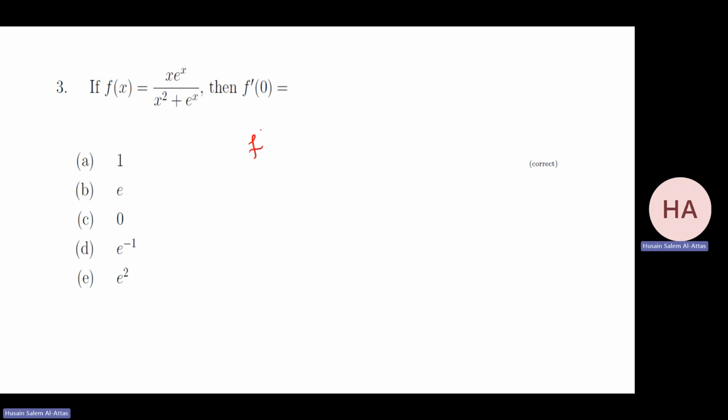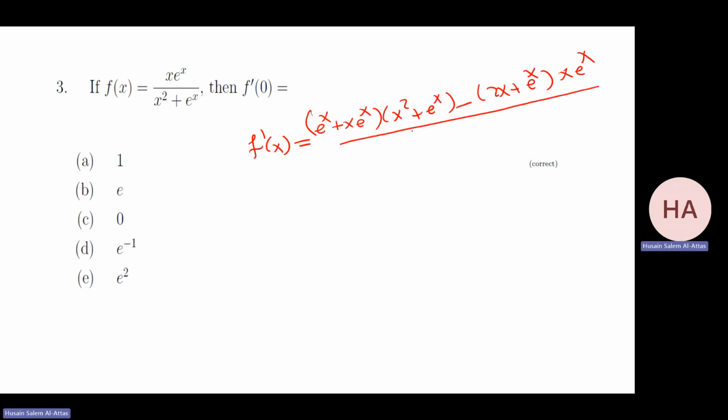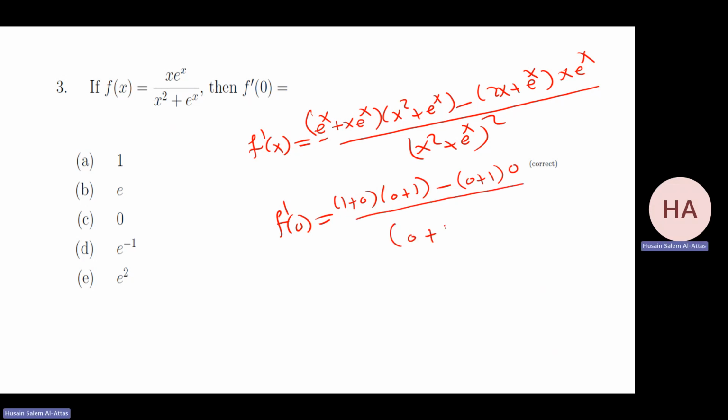F prime at x, do the calculation. That gives me what? Product. We have a e^x plus x e^x in the denominator minus the denominator, the derivative of the denominator, in the numerator over the denominator squared. I think I will substitute directly since I have it at 0. So I have here 1 plus 0 times 0 plus 1 minus what here? I have 0 plus 1 times 0 over 0 plus 1 squared. So I have 1 over 1, which is 1. So this is the answer.